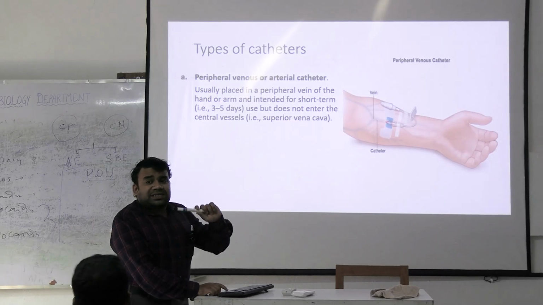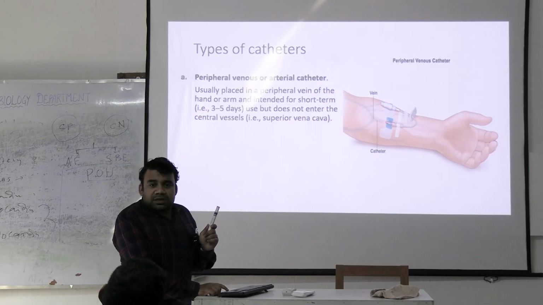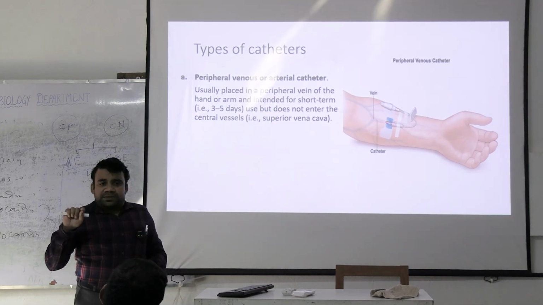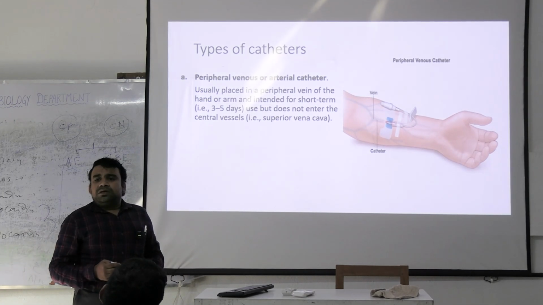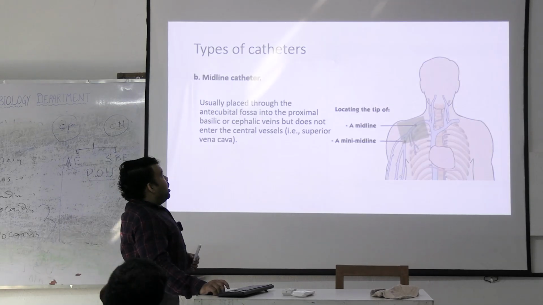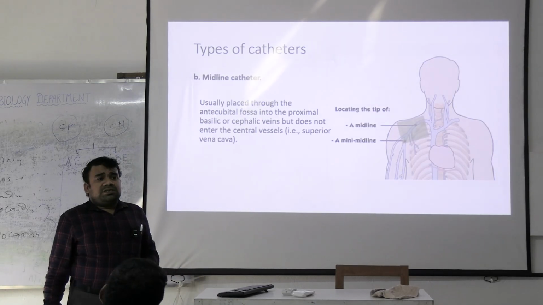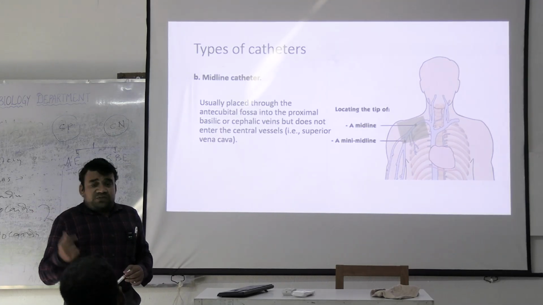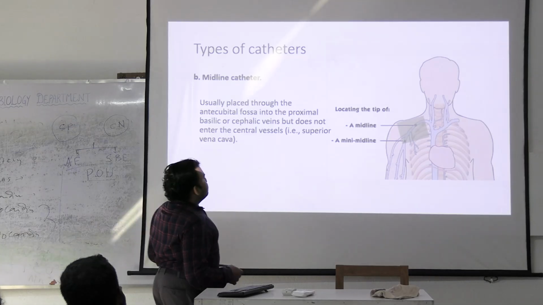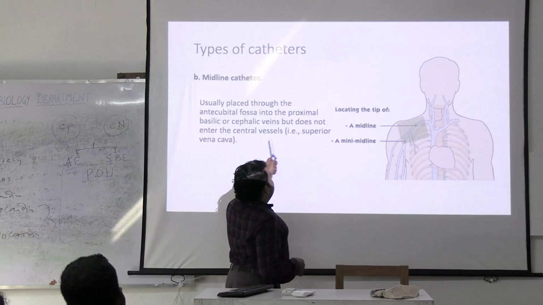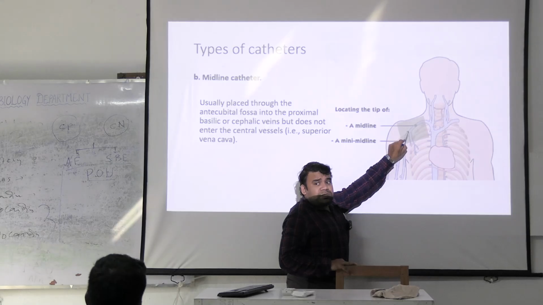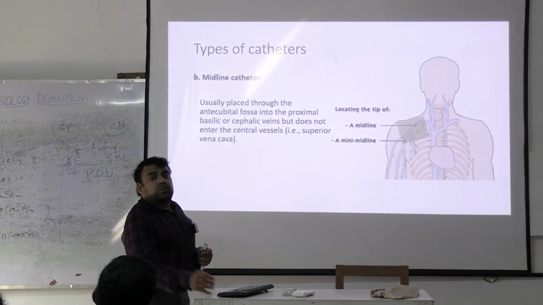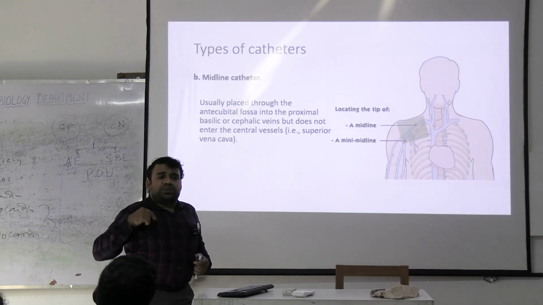However, the chances of getting sepsis or bloodstream infection from this are very less, because unlike arteries, the veins will collapse. Hence, the chances of spread will decrease. However, this scenario changes when we try to put the catheter in bigger veins. The first bigger vein is the antecubital vein. These are called the midline catheters. The purpose is to put the catheter directly into the superior vena cava.